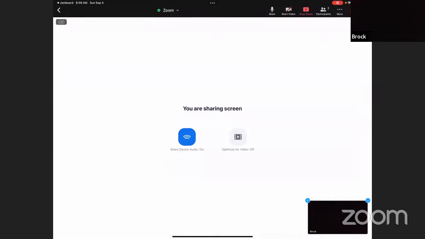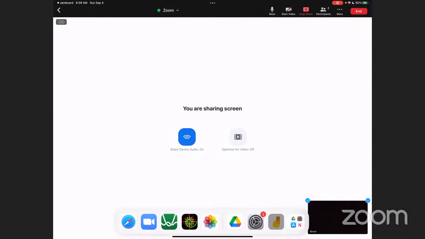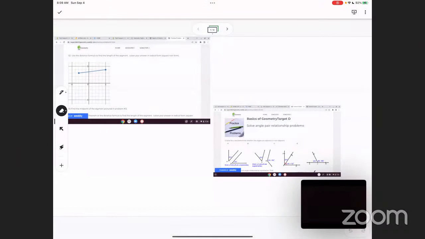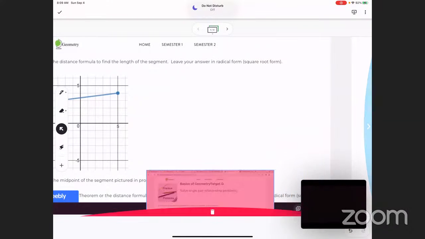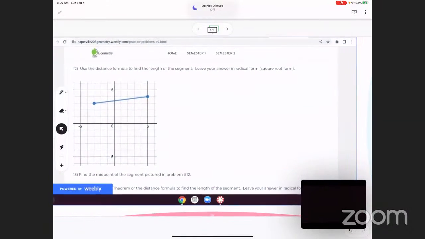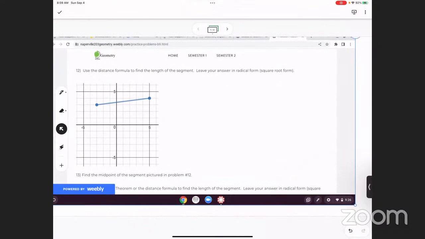All right. Okay, so here we go. We're with geometry and some questions about geometry. Let's figure them out. So it says use the distance formula to find the length of the segment. Leave the answer in radical form. That means as a square root. Okay. So the distance formula.